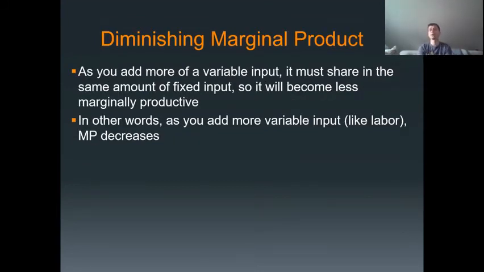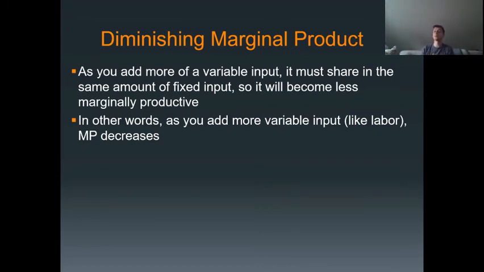It's important to remember in this the idea of diminishing marginal product. So this is the idea that as you add more of a variable input, it has to share in the same amount of fixed input. So you have one machine and you have three people who have to work on it. Once you have the fourth person in, that fourth person is going to be less marginally productive than the previous three. The fifth person will be less marginally productive than the fourth. That's the idea of diminishing marginal product.